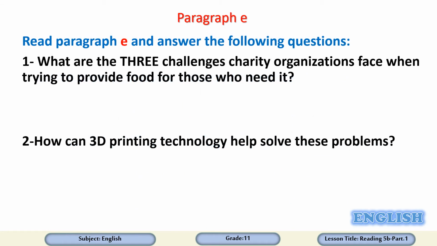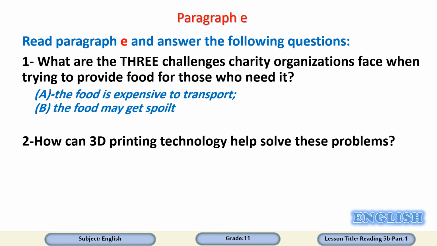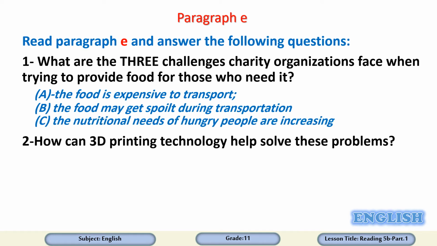We finish with paragraph A, and we have 2 questions to answer. Question number 1. What are the 3 challenges charity organizations face when trying to provide food for those who need it? Who can answer this? Very good. The food is expensive to transport. The food may get spoiled during transportation. And the nutritional needs of hungry people are increasing.